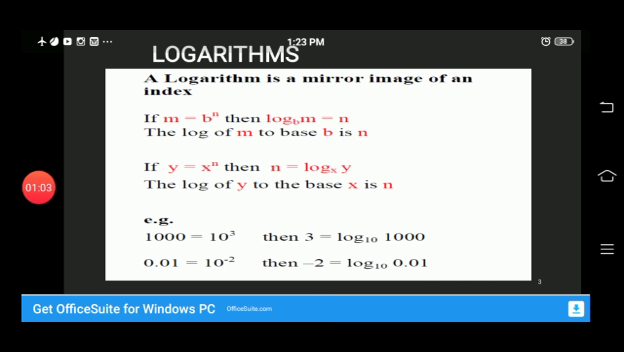For example, 1000 is equal to 10 raised to power 3, then 3 is equal to log of 1000 with base 10. We are writing it in logarithmic notation: 3 is equal to log of 1000 to base 10. Another example is 0.01 is equal to 10 raised to power minus 2. Then minus 2 is equal to log of 0.01 with base 10.